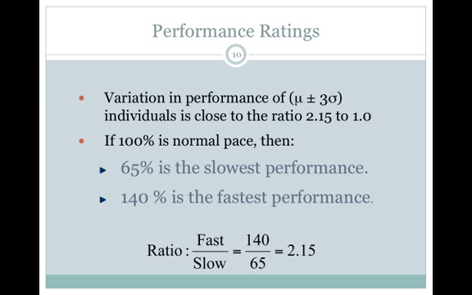And as you can see in the slide, we have 65% is about the slowest performance rating you'll ever give someone, and 140 is the fastest. So 140 in terms of running would be like Usain Bolt. It's pretty much as fast as it gets.